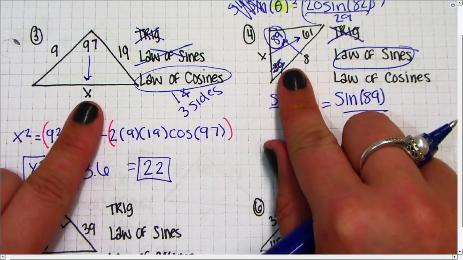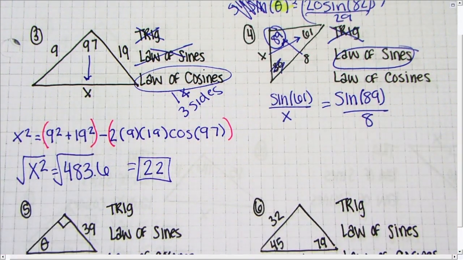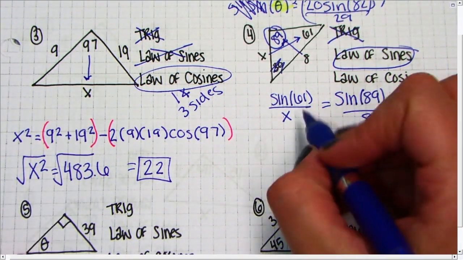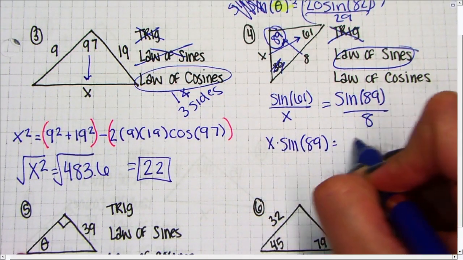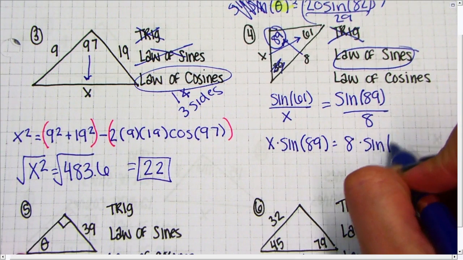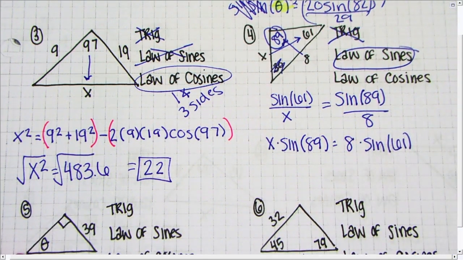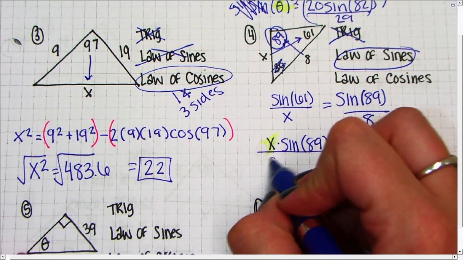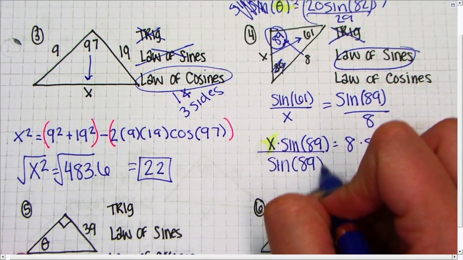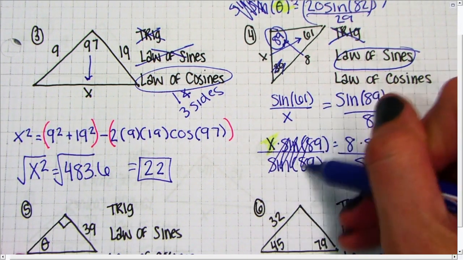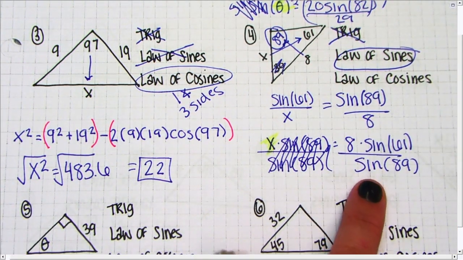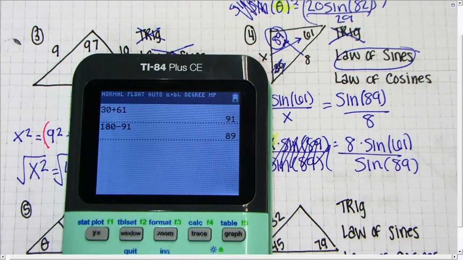So notice the difference between these two problems. Law of cosines gets 3 sides, law of sines is 2. Cross multiply, I get x times sine of 89 equals 8 times sine of 61. In this problem, I need to isolate my x, so I should be dividing both sides by sine of 89. These cancel, and I'm left with 8 sine of 61 divided by sine of 89.